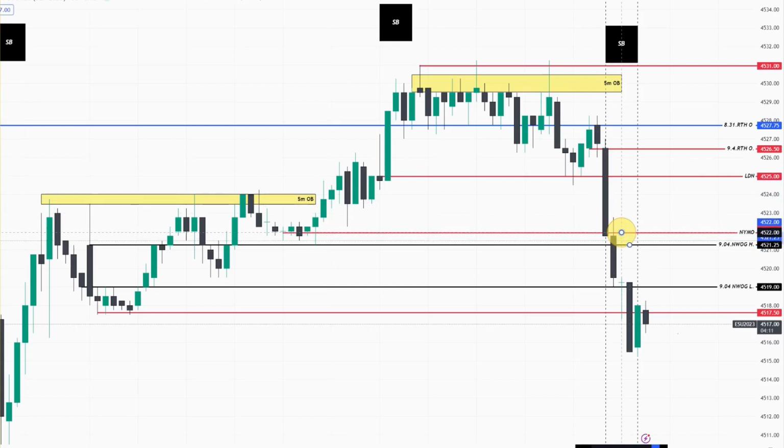New York midnight open for Monday was 45.22, and then this is the new week open gap. Okay, new week open gap high is 45.21.25, and the new week open gap low is 40.19. So we've got a nice gap here, and right now we've got a few more minutes of this Monday trade action, but you can see this red line.